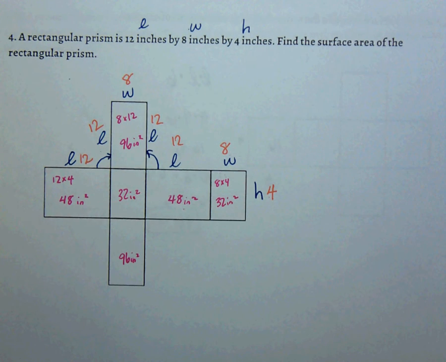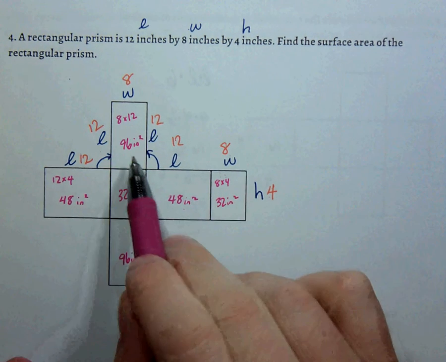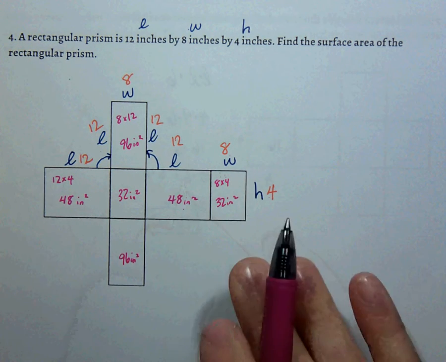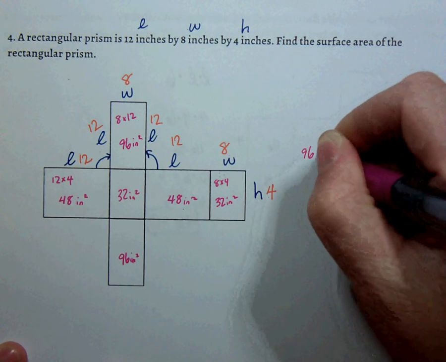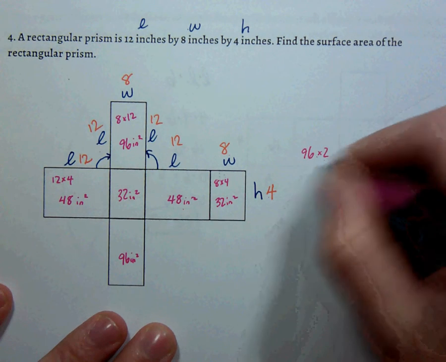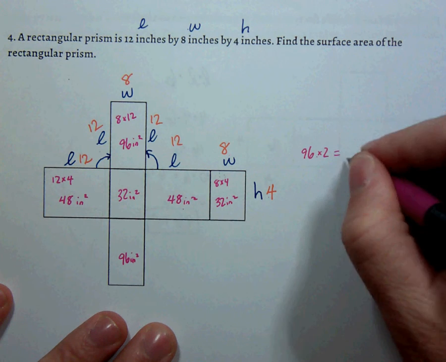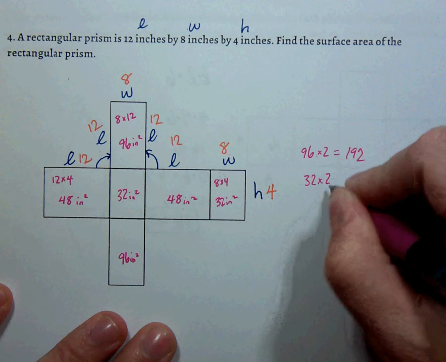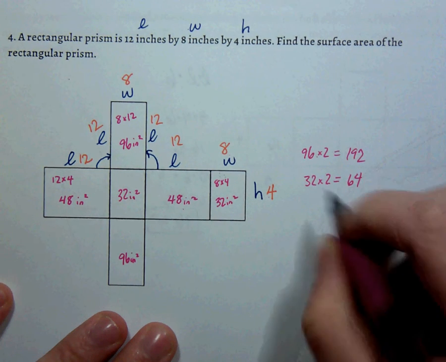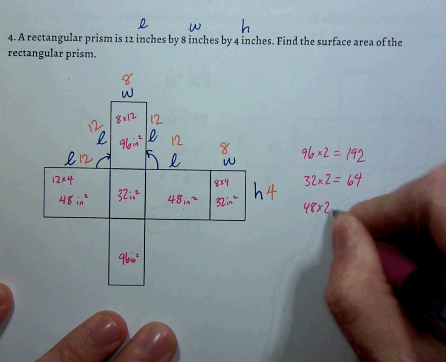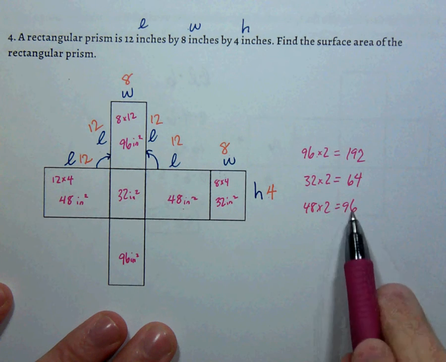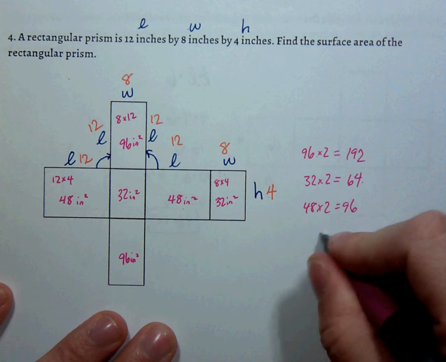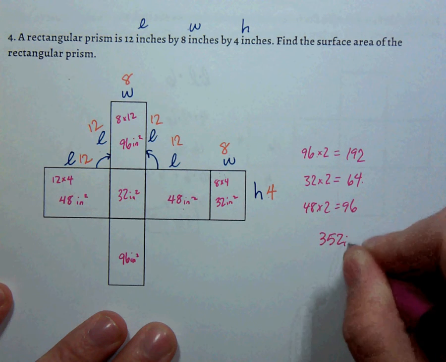Now we have all of our areas. To find the total surface area, we have to add everything up. So this is going to be 96 times 2, which is equal to 192. We have 32 times 2, which is equal to 64. And we have 48 times 2, which is 96. Add these up. This plus that is 160, plus 192 becomes a grand total of 352 inches squared.